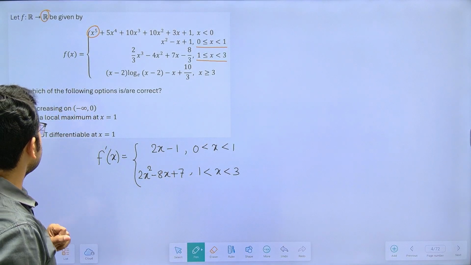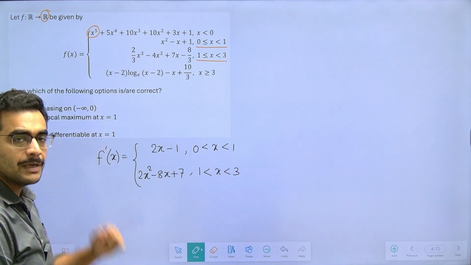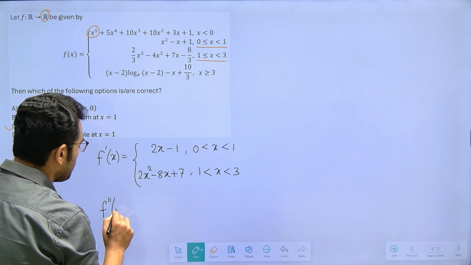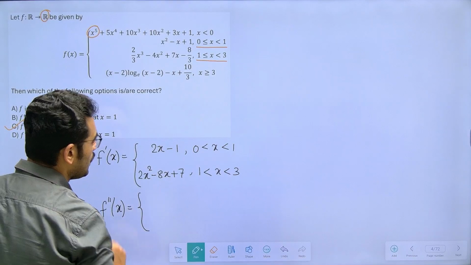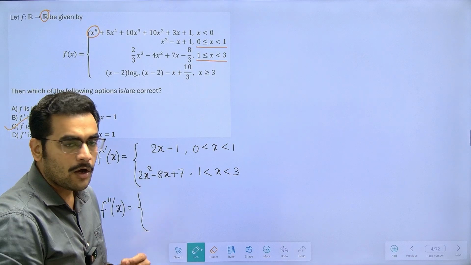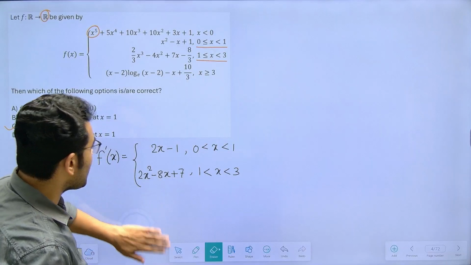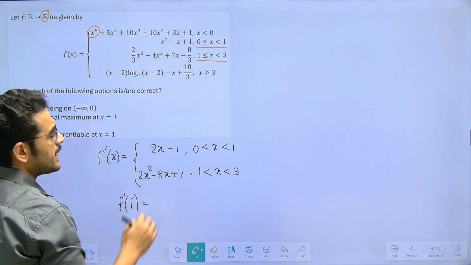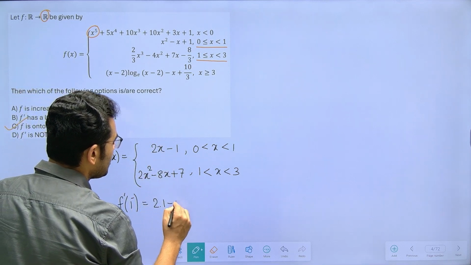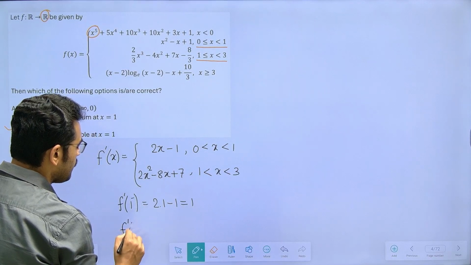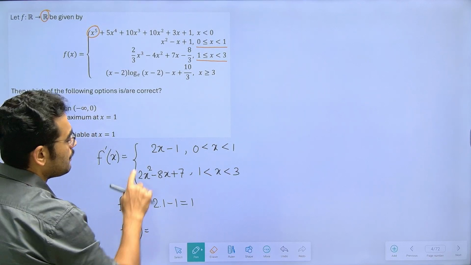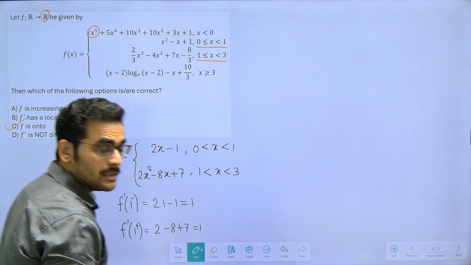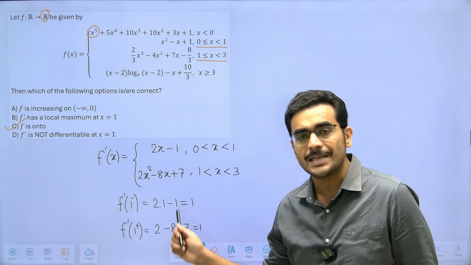Now the question is whether f dash is not differentiable at x equal to 1. Okay, that is option D. So for that let us go for the double derivative, f double dash x. First of all, let us ensure continuity of the derivative. Is the derivative continuous at x equal to 1? So f dash 1 minus, to the left of 1 the tendency is 2 into 1 minus 1, that is 1, and for 1 plus, the right tendency at 1, we substitute here, that is 2 minus 8 plus 7, that is also 1. So we have proved that the derivative is continuous at x equal to 1.